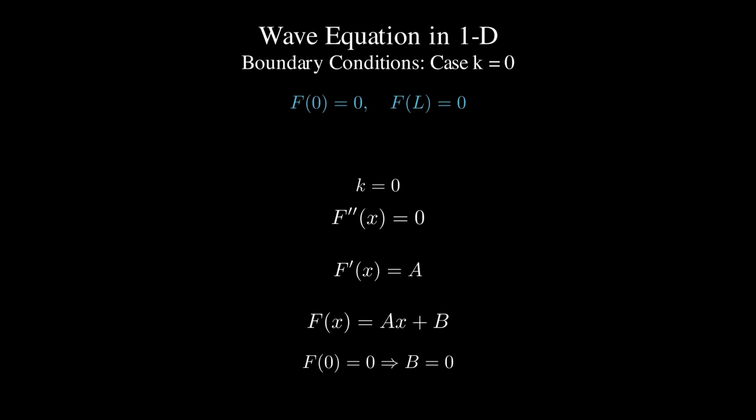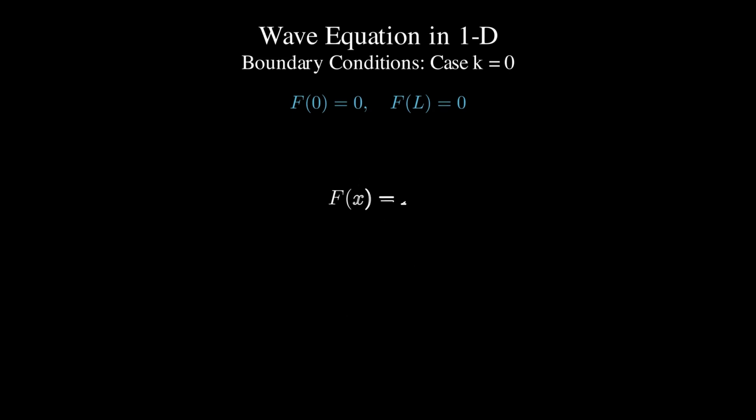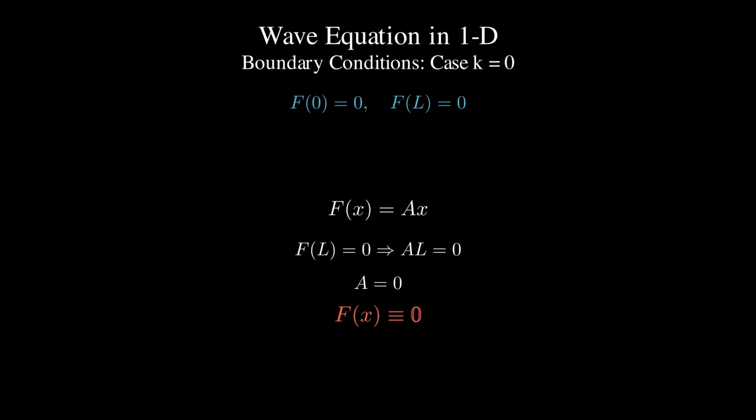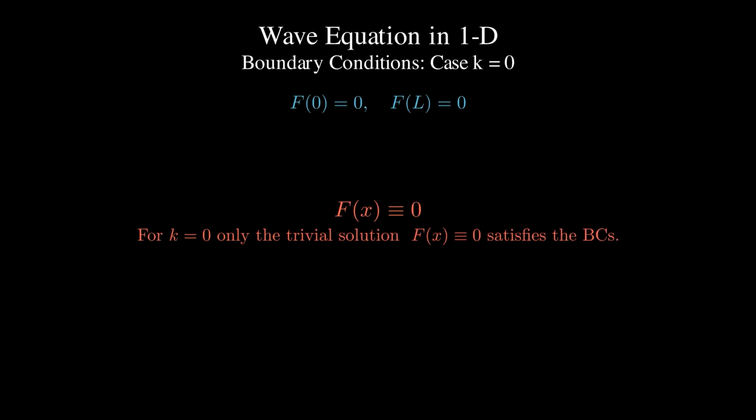Notice that if f of 0 equals 0, I end up having that b is 0. The second boundary condition, f of L equals 0, gives a times L equals 0. Because I know the length is not 0, that means that my a value must be 0. Then this is a trivial equation because both of my terms, a and b, are just 0. So this is a trivial solution. The case with k equal to 0 does not satisfy my boundary conditions.